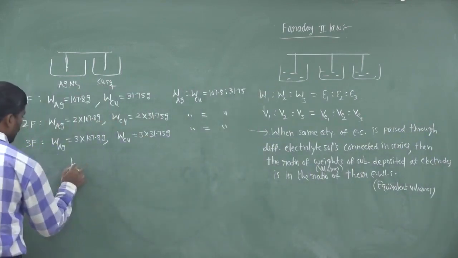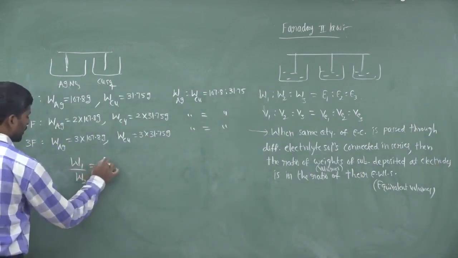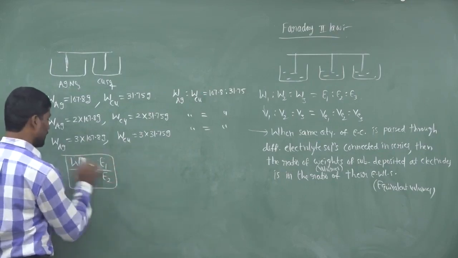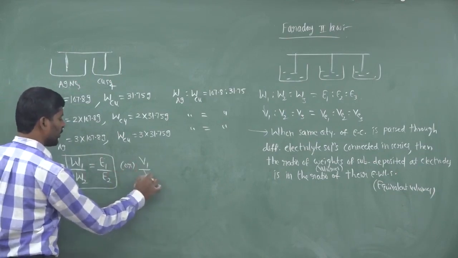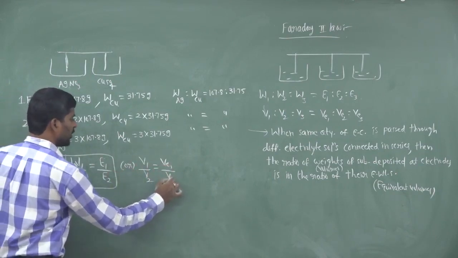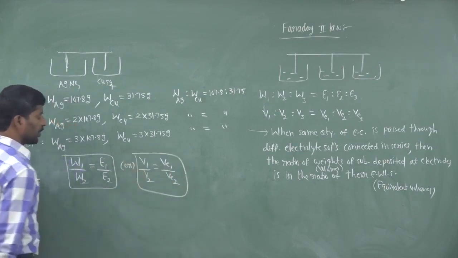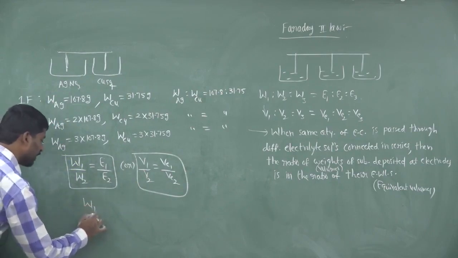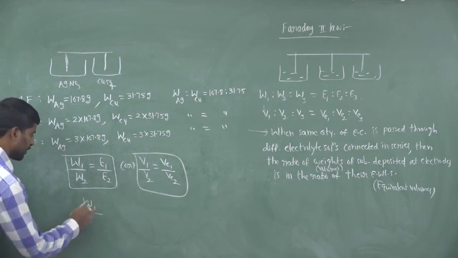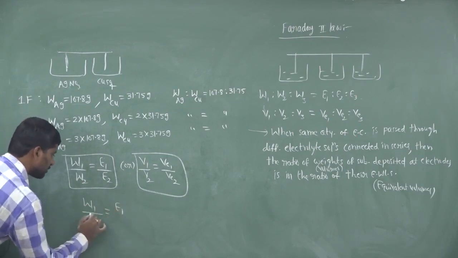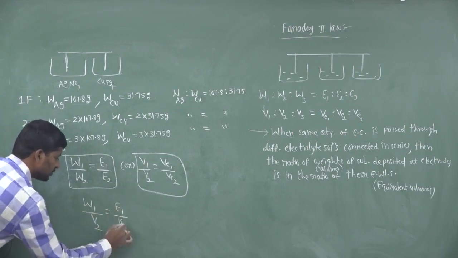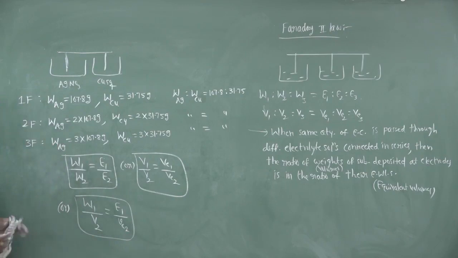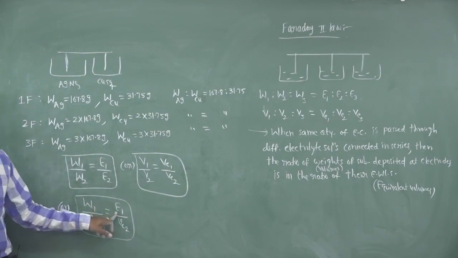That means W1 by W2 is nothing but what? E1 by E2 only. W1 by W2 is equal to E1 by E2 only. Or if you take volumes only, V1 by V2 is equal to VE1 by VE2, equivalent volume of the first gas by equivalent volume of the second gas. Sometimes they may give one in weights and another one in volumes only. If it is given in weights, here we have to take equivalent weight only.